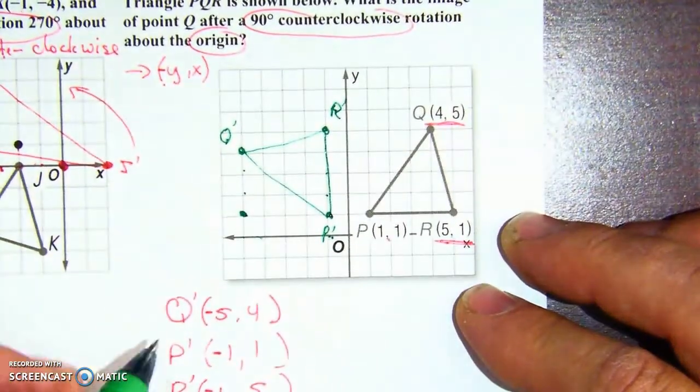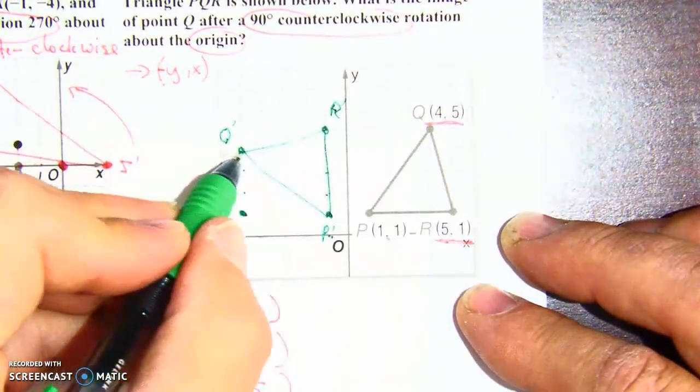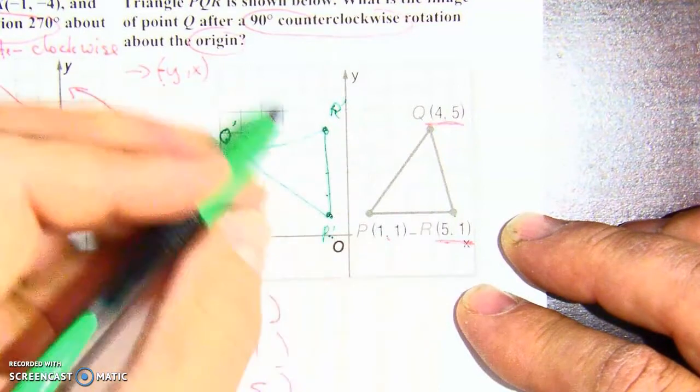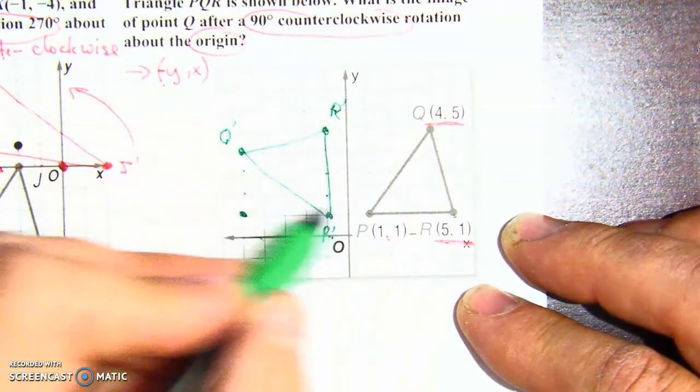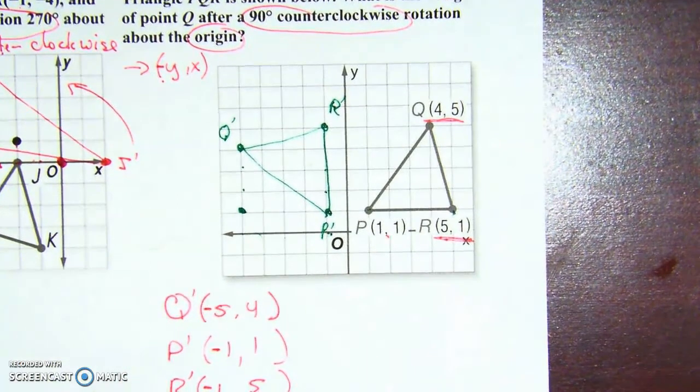And there we go. So that is our rotation of how many degrees? So Q is over here. R is here now, and then P and P are there. Okay. All right. Any questions at all?